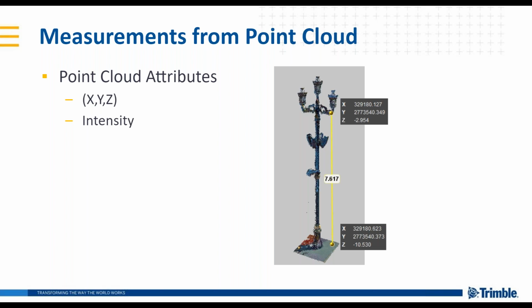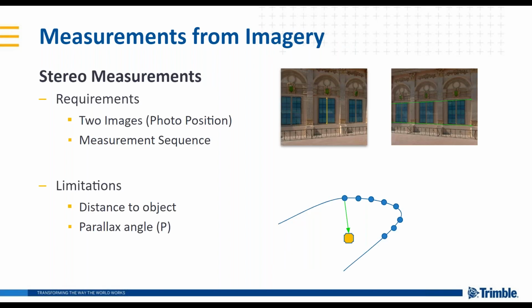From point clouds, we can either pick a point, which simply means picking the coordinates of a point, x, y, z, or by looking at the intensity values that are used by the semi-automated tools, then we can simply extract features. However, for the stereo measurements, we will need to have two images, both of them looking at the same object, and then we can start extracting.